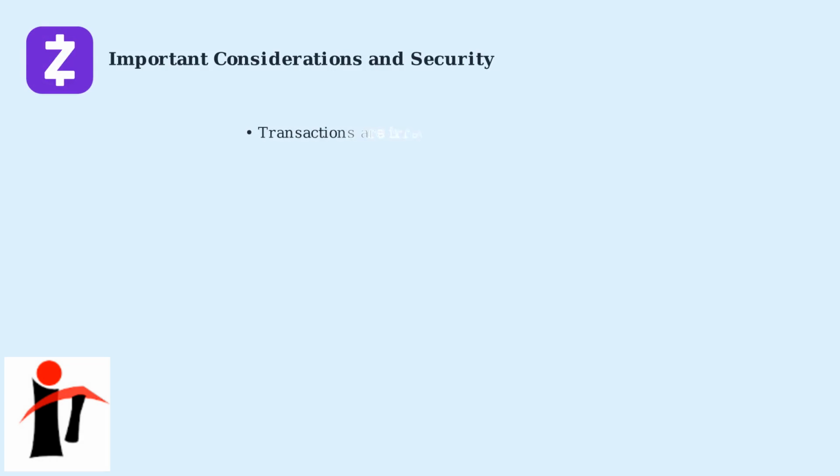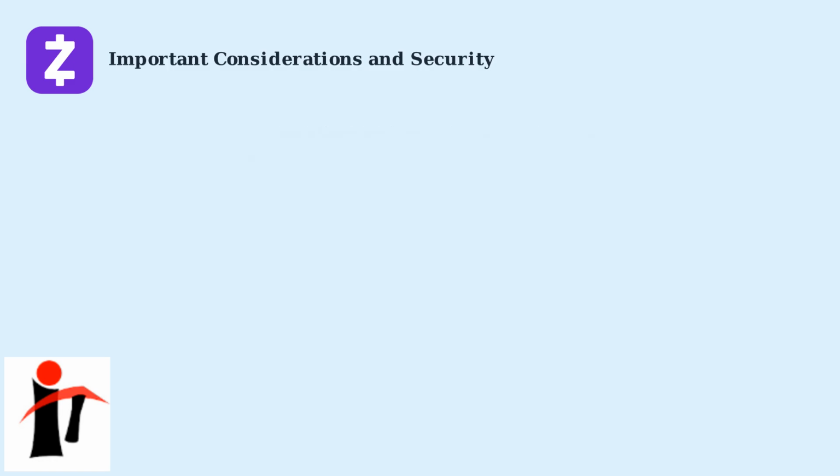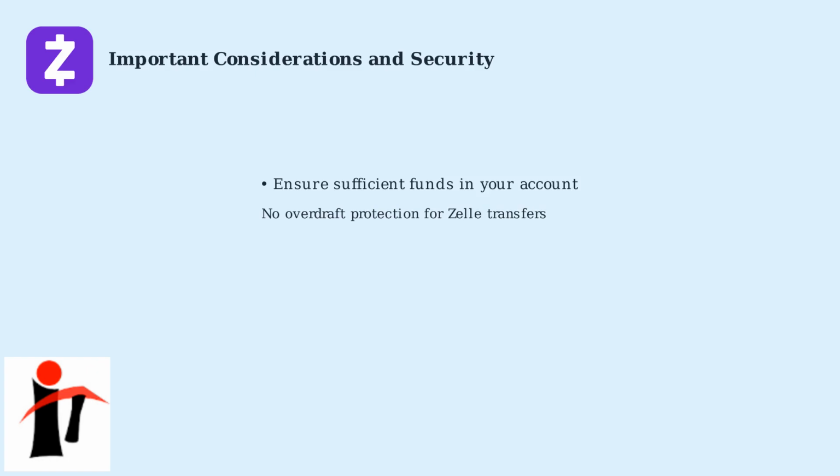Important considerations for using Zelle include understanding that transactions become irreversible after 24 hours, so always double-check the recipient's email or mobile number to avoid sending money to the wrong person. This is crucial as account takeover scams can lead to unauthorized transfers. Next, ensure your Wells Fargo account has sufficient funds before sending money. Zelle does not offer overdraft protection, so insufficient funds can result in failed transfers or fees.